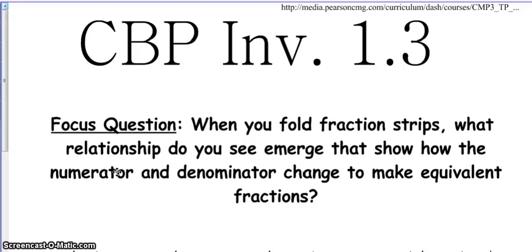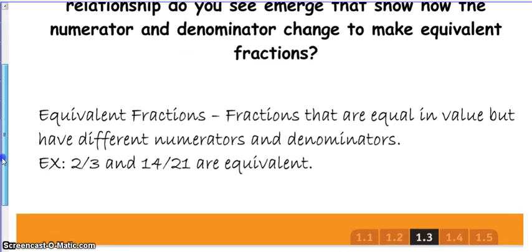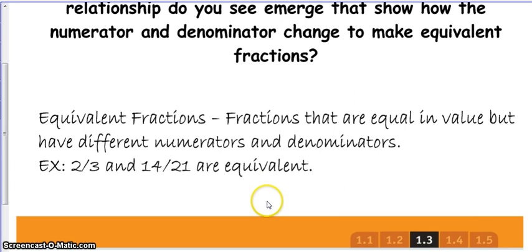All right, today's lesson is over comparing bits and pieces, investigation 1.3. What this is really about is equivalent fractions and the relationships that we need to realize that are occurring when we change the numerator and denominator and make equivalent fractions. So equivalent fractions are simply fractions that are equal in value but have different numerators and denominators. So for example, 2/3 and 14/21 are equivalent fractions.